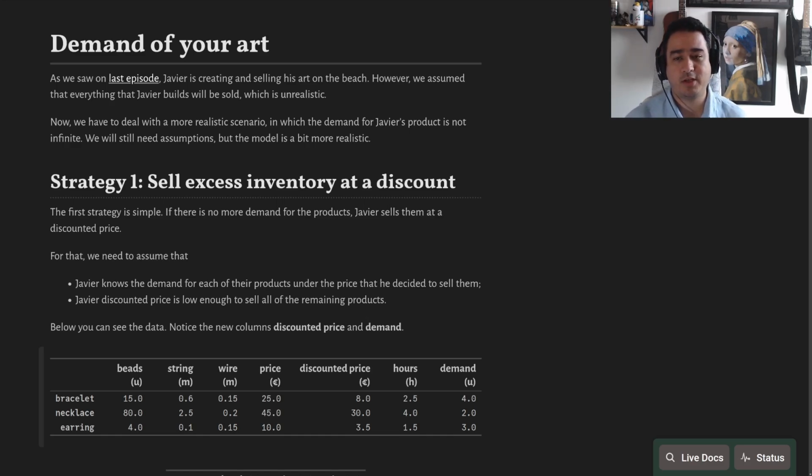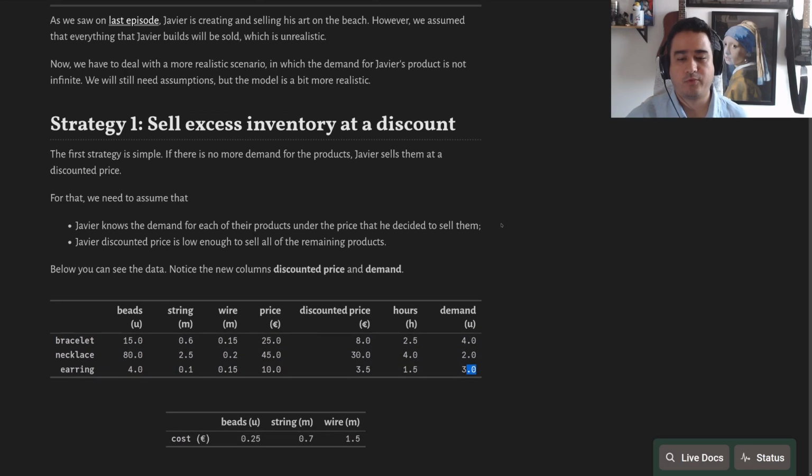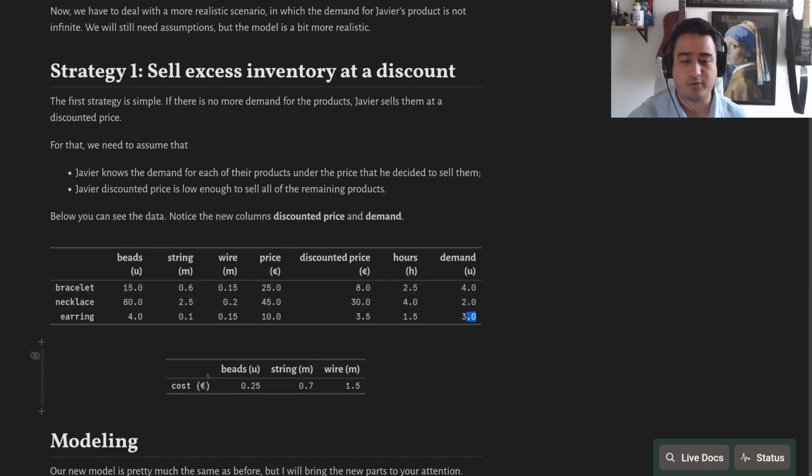The first strategy is that if we have more products than the demand, those extra products are going to be bought at a discount. So the assumptions for this strategy are that we know the demand for the initial price. For instance, we know that at 25 euro we can sell 4 bracelets, but we are also going to add the assumption that if I then decrease the price of our product to this column right here, I can sell all of the other products. That's essentially a sale that I can have. So for now, not much more changes. The cost of the materials is the same, and the other values are all the same.